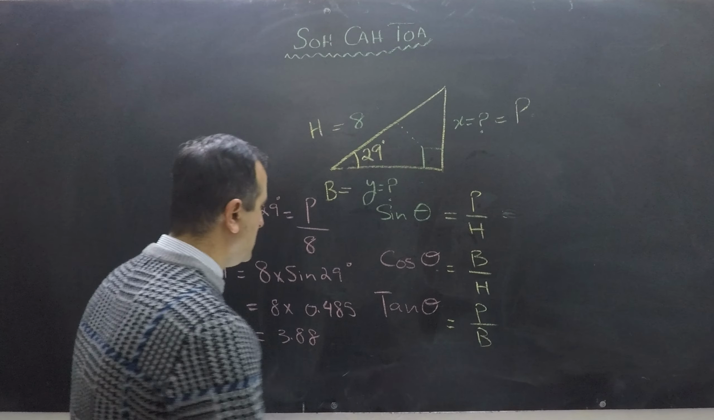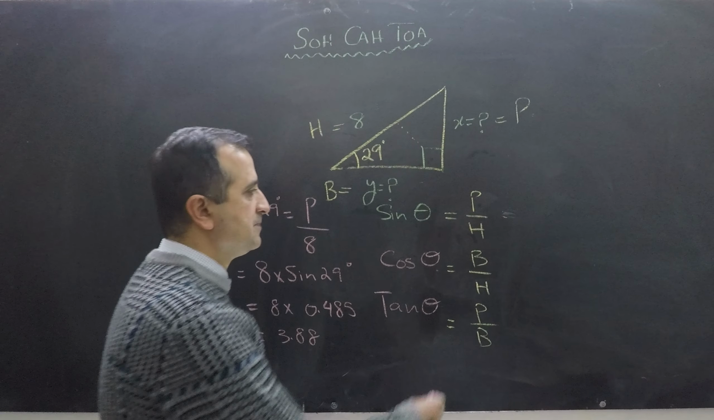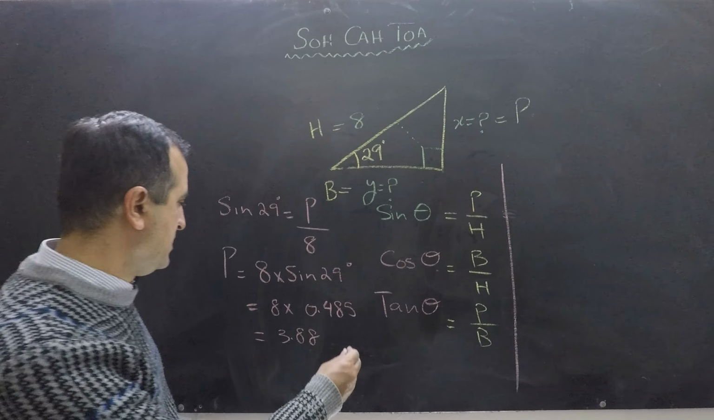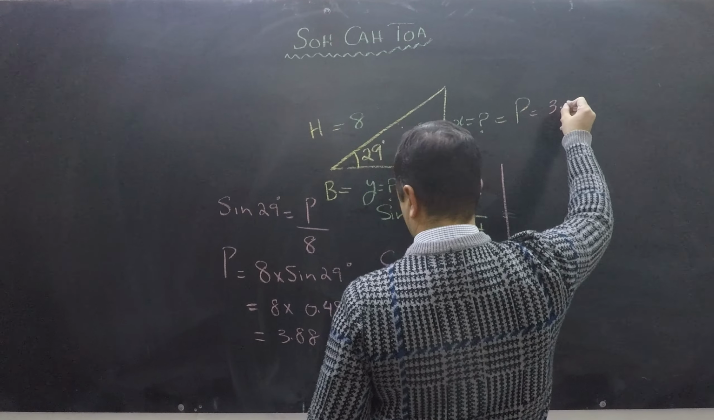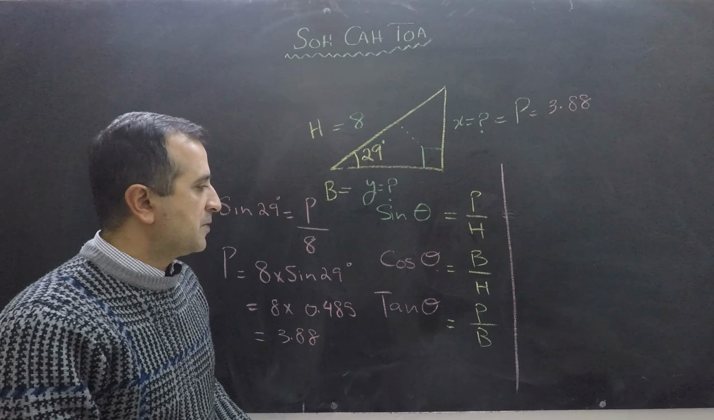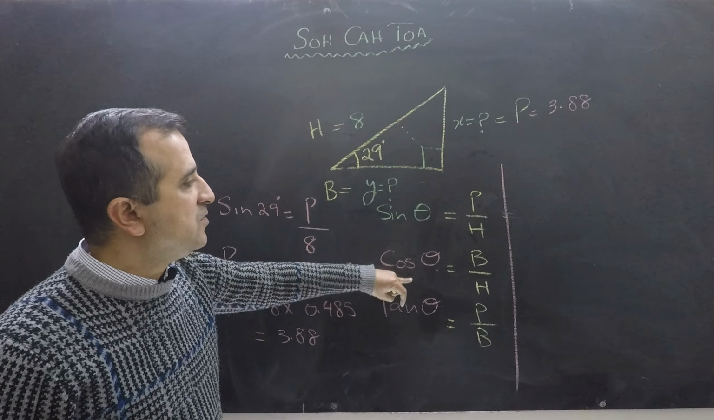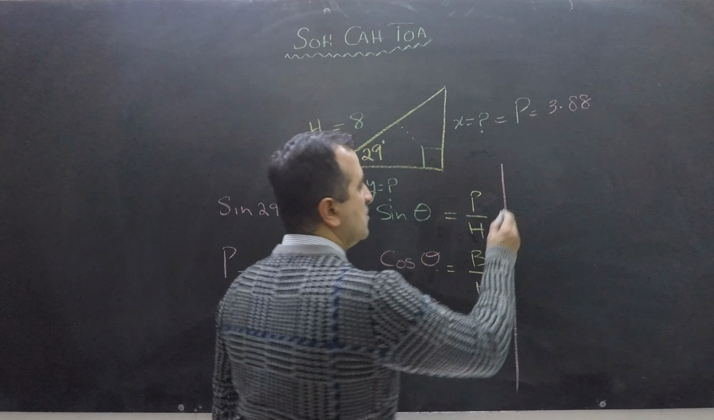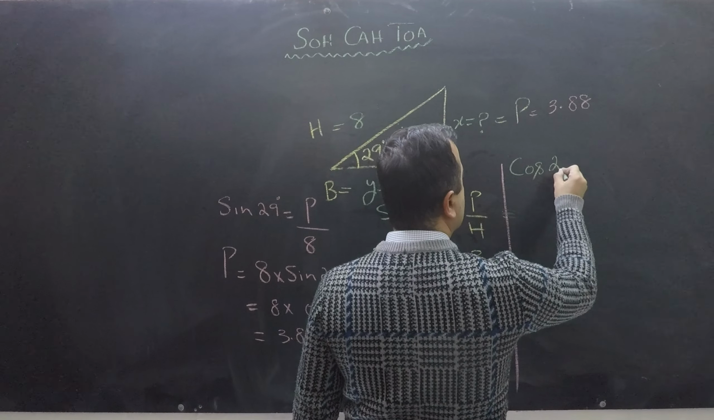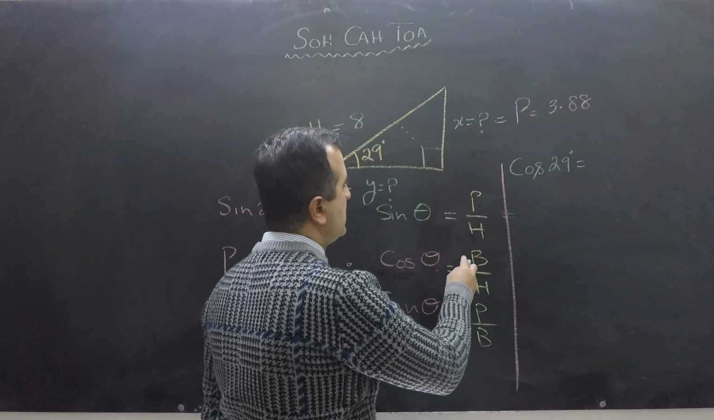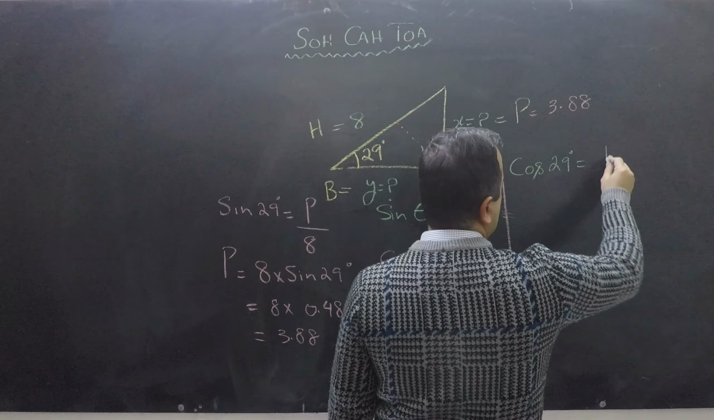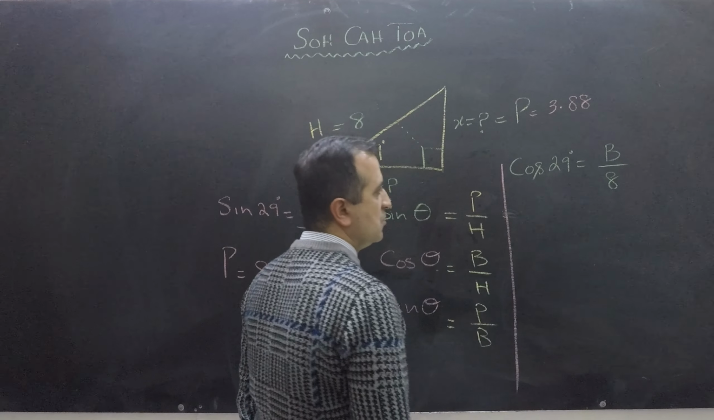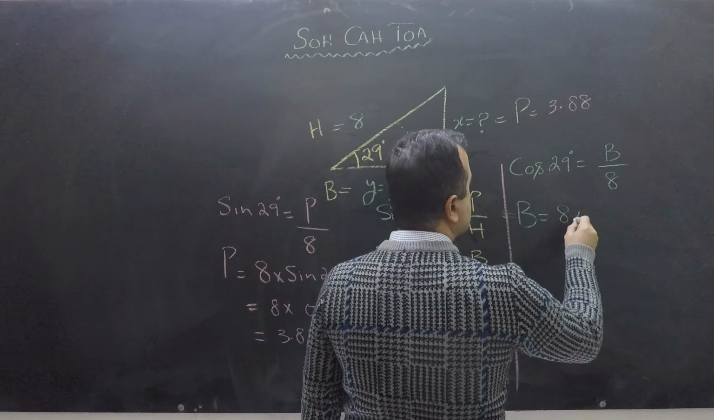Okay, so now we have to do the same thing with the second part. In the second part, we know now what P is, and P, for this example, is equal to 3.88. Now we're going to use this one to find the base, because we know the hypotenuse. So now we say cos 29 degrees is equal to base, which we don't know, divided by hypotenuse, which is 8. So basically base is equal to 8 times cos 29.